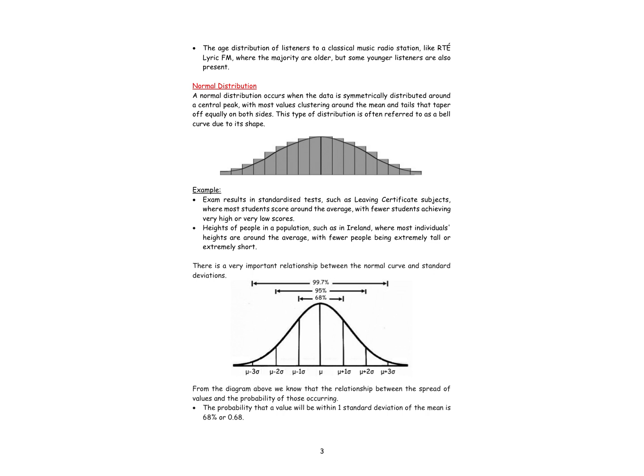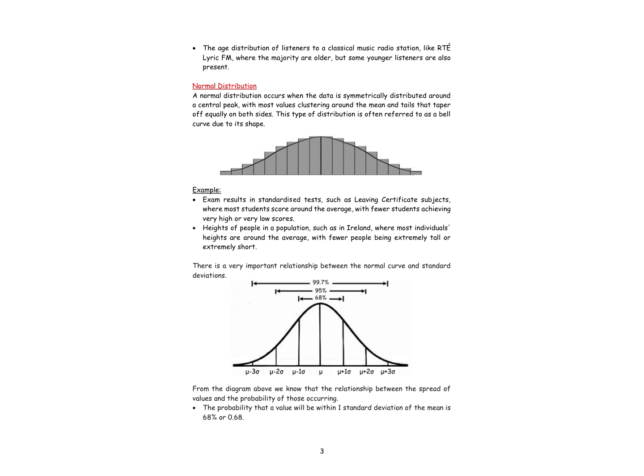The first example I have for a normal distribution is the exam results in standardized tests. Most of the students score around the average, with fewer students achieving very high or very low scores. So it's important to note that it's quite easy to pass most exams, but quite difficult to get a high grade, or a grade that might be an H1.